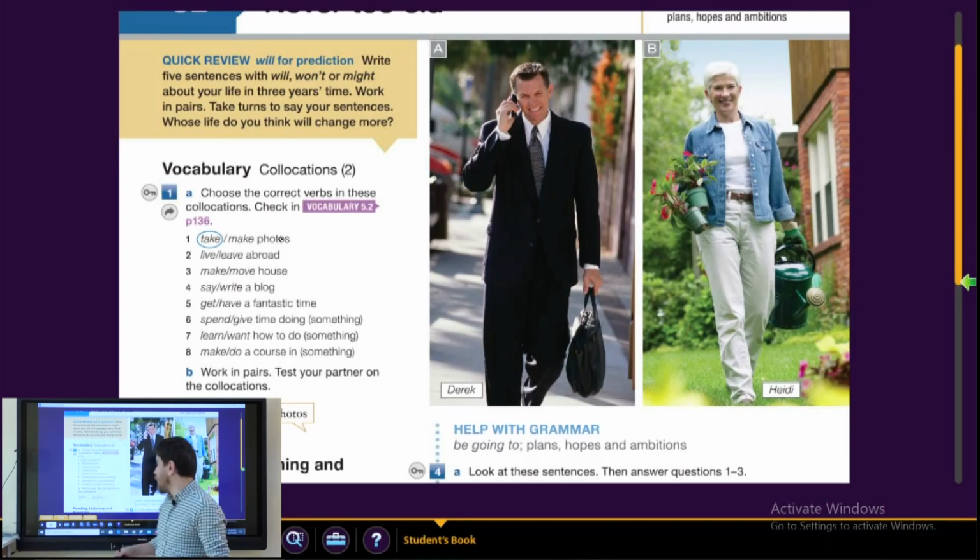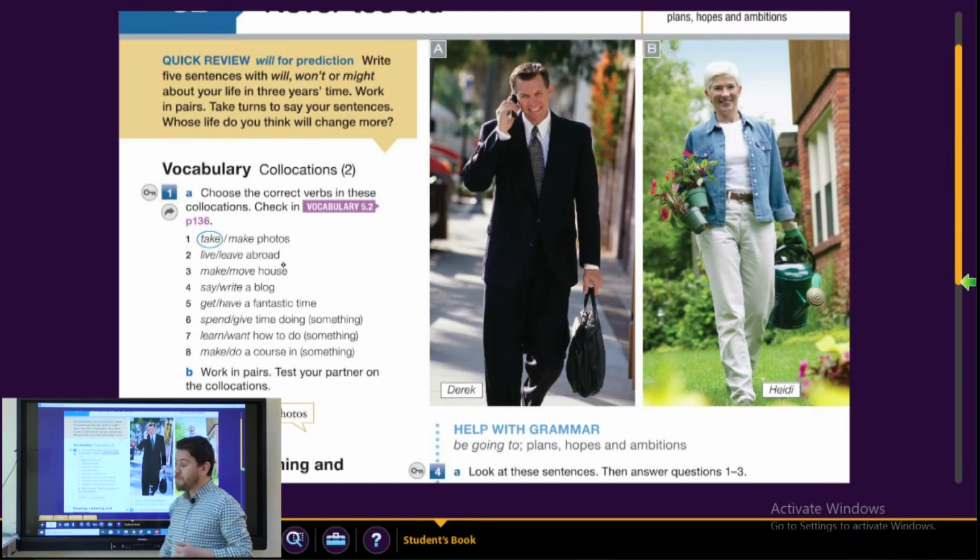The next collocation is live abroad, or leave abroad. Number two is live abroad. Abroad means out of the country. You live abroad. If you are homeless, you live outside, or you live alone on your own, or maybe you live with your family. Some people just live for the moment.